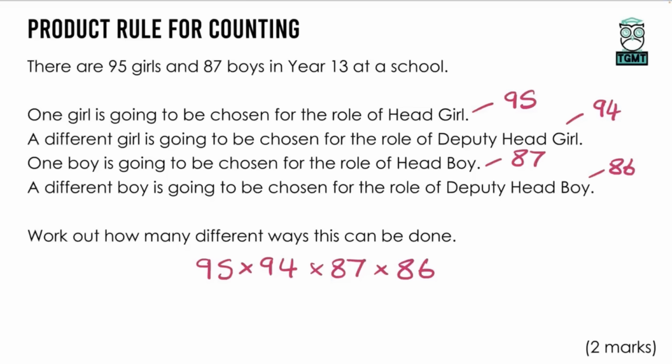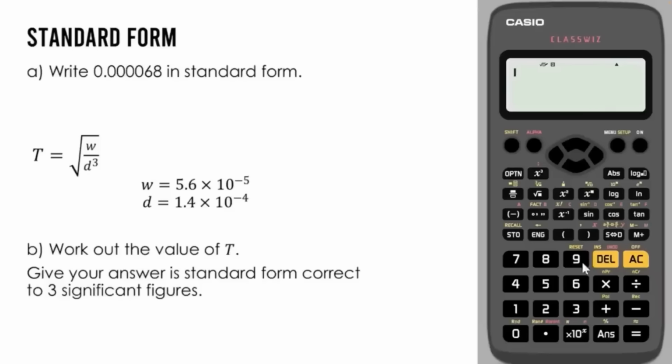We are going to get a very large number here, but our final answer is 66,814,260 different options.